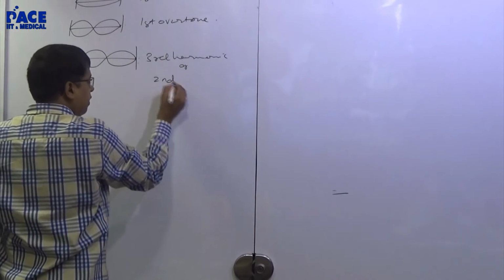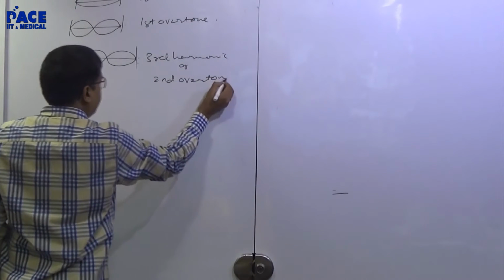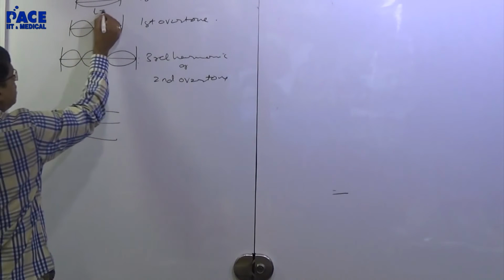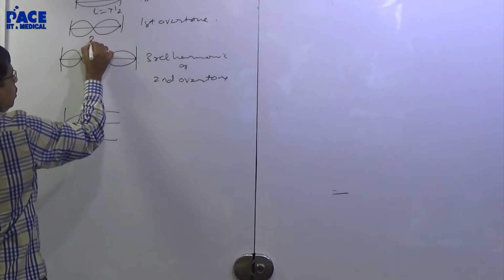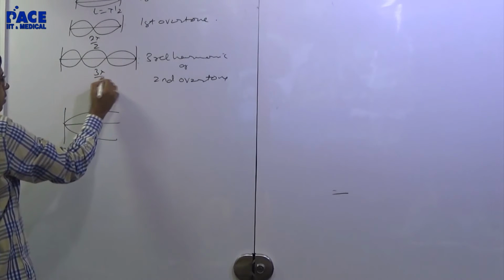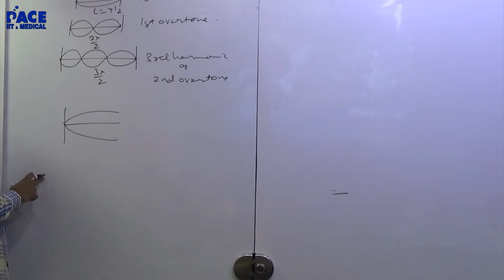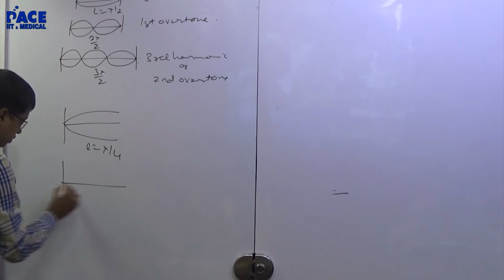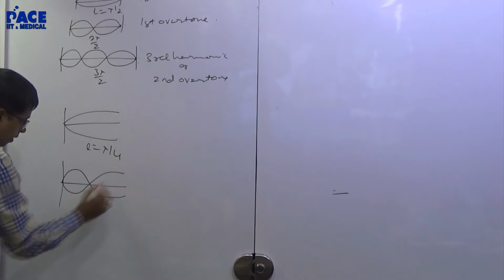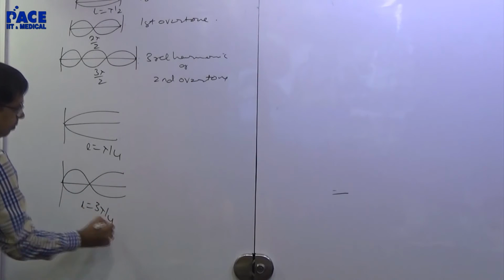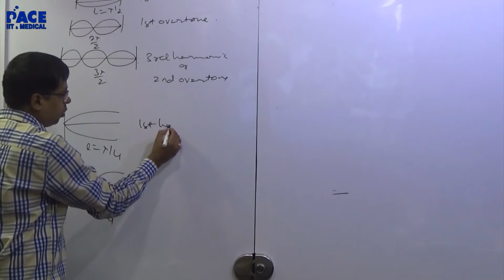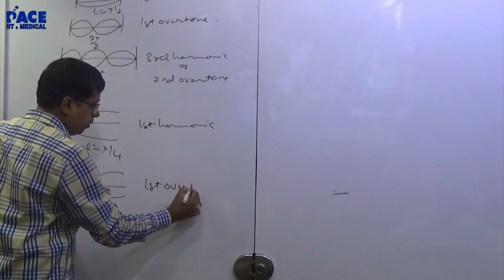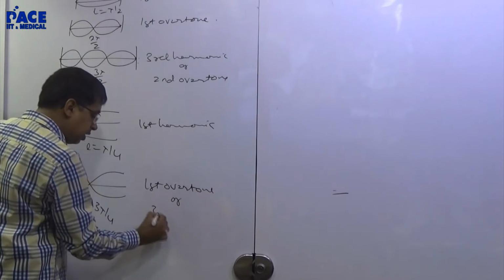or second overtone. But then, even in a string, if I keep one end fixed, here L is equal to lambda by 2, 2 lambda by 2, 3 lambda by 2, and so on. Here L is equal to lambda by 4 if one end is fixed. L is equal to 3 lambda by 4. This is the first harmonic, first overtone or third harmonic.